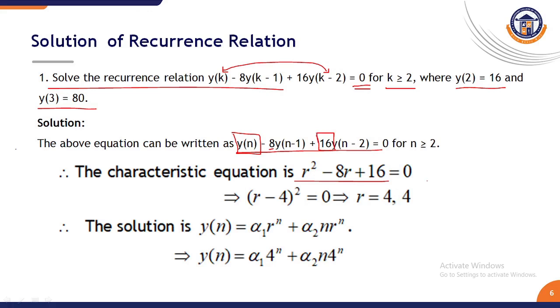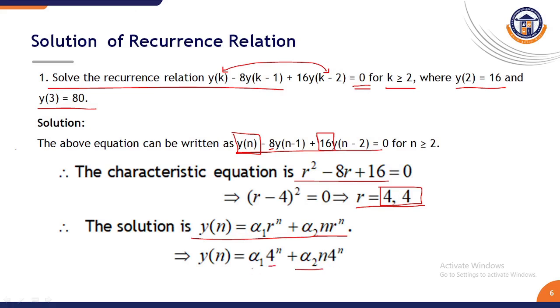16 equal to 0. Now factorize this equation, which gives the results r equal to 4 and 4, real and equal values. Therefore the general solution for the given equation is alpha 1 into r power n plus alpha 2 into n into r power n. Here n is used for the repeated values. Now replace the r value here. So alpha 1 into 4 power n plus alpha 2 into n into 4 power n.